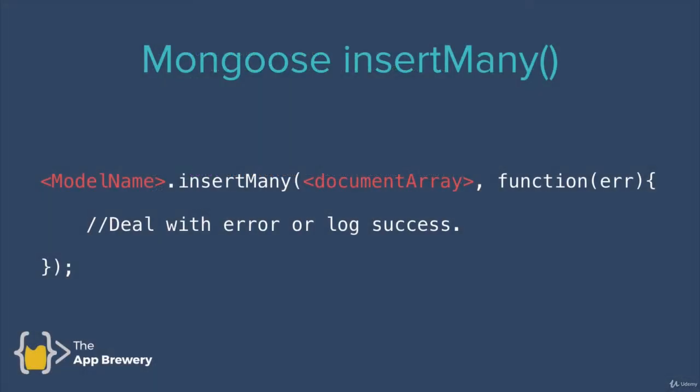Again, just as a quick reminder of how the syntax for insert many looks like, you can see it looks something kind of like this. We provide the model name, which refers to the collection that we want to insert our data into. And then we provide the actual array of documents that we want to insert. And finally, we get a callback, which may or may not contain an error, depending on how the process went.